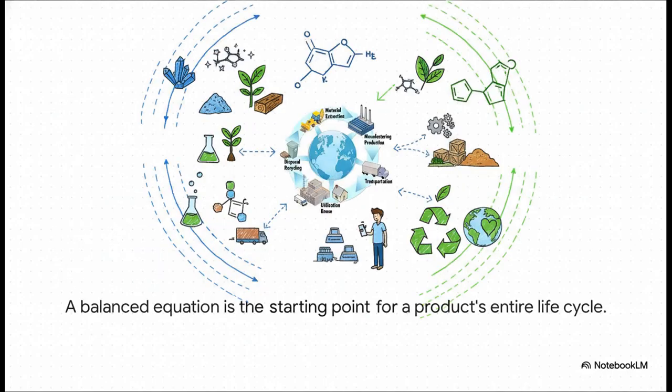So you see, this one little skill that we learn in chemistry class has these huge ripple effects. It impacts everything, how we use raw materials, how much pollution we create, and ultimately how sustainable the things we make are for our planet.